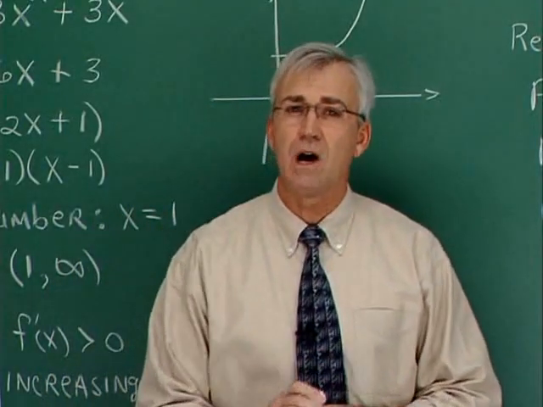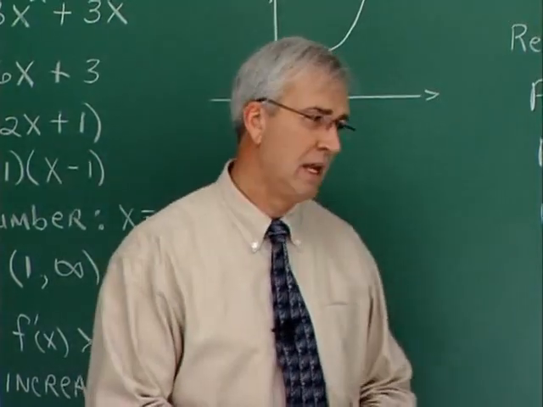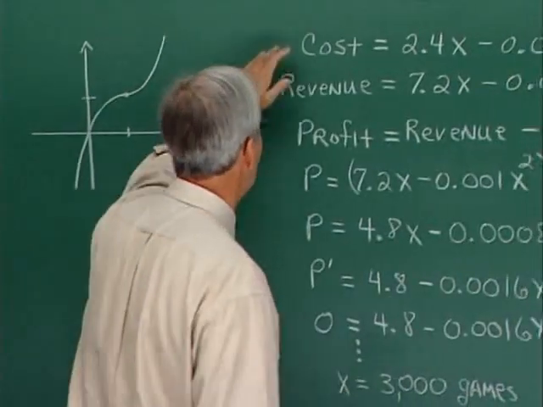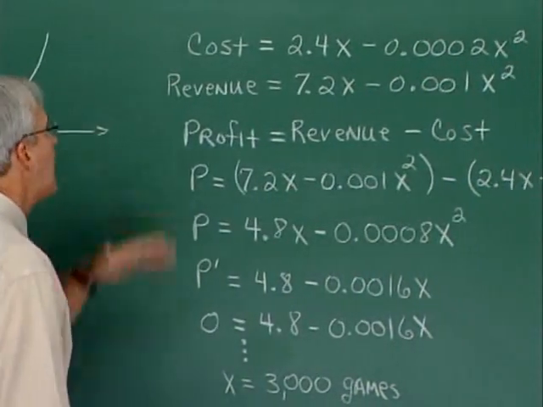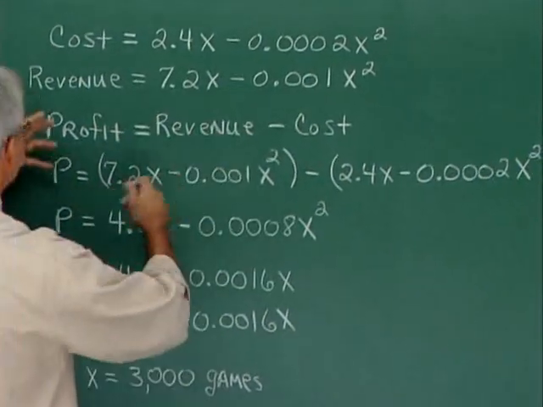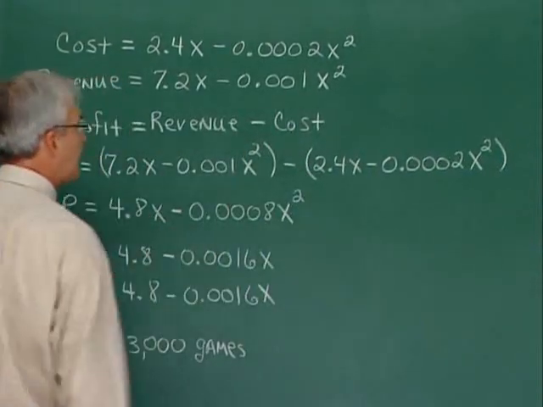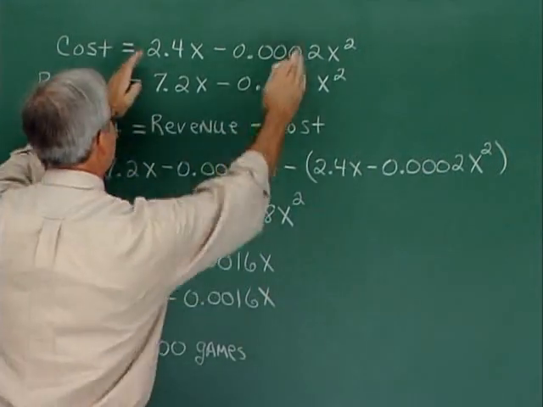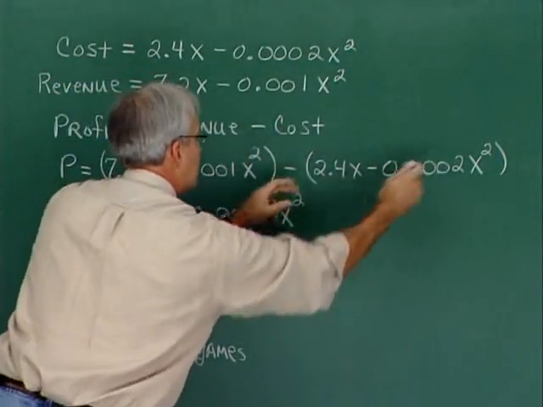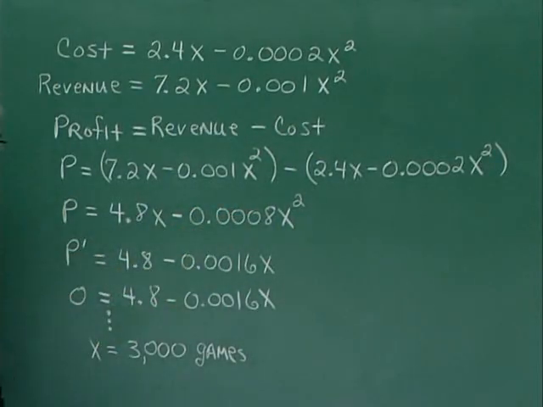All right, let's consider a problem concerning the toy industry. We have a toy distributor, and one of the games has these characteristics. We have a cost function and a revenue function. Here's the cost function, here's the revenue function, and we know the relationship between cost, revenue, and profit. We know profit is found by taking revenue and subtracting cost. So for the revenue, we just take the expression for revenue, and then we subtract the expression for cost. That's all there is to it. We clean it up a little bit, and we have this for our profit function.